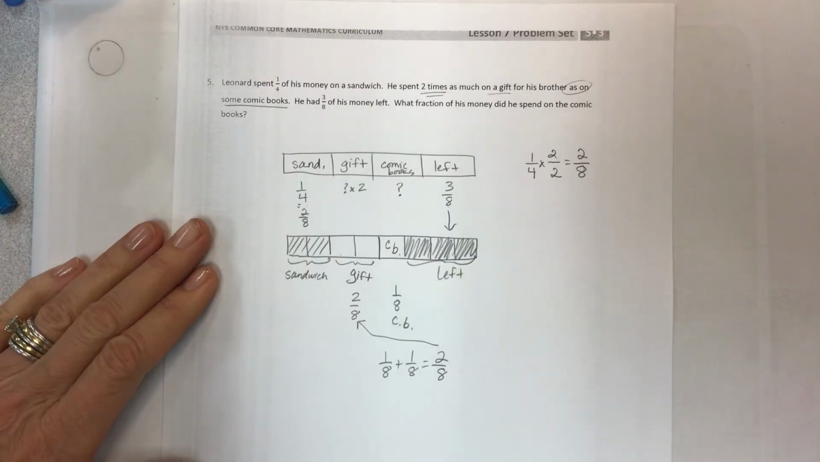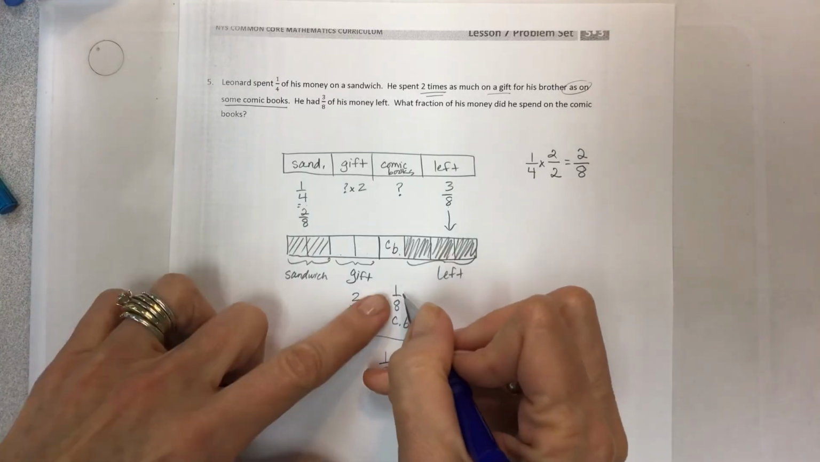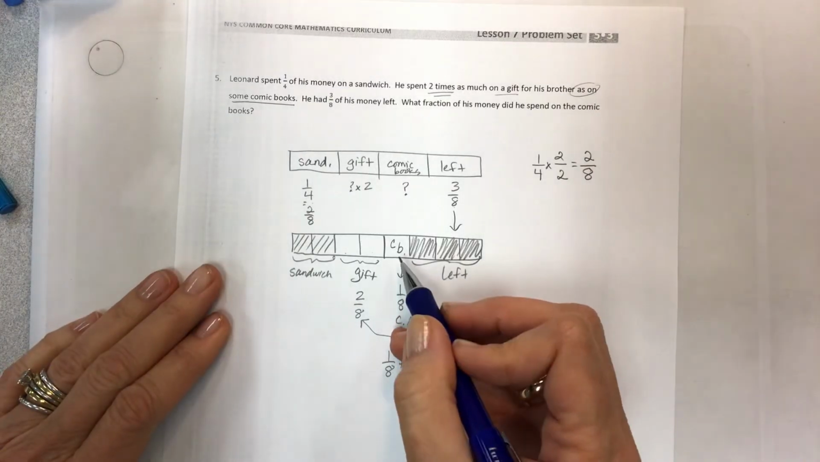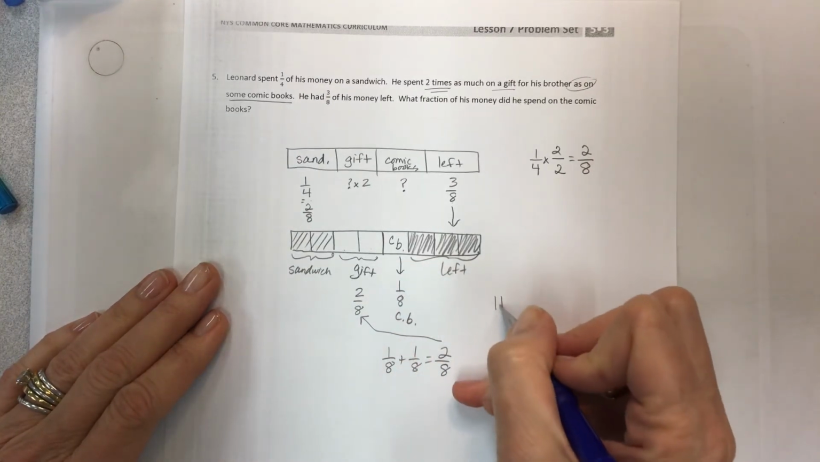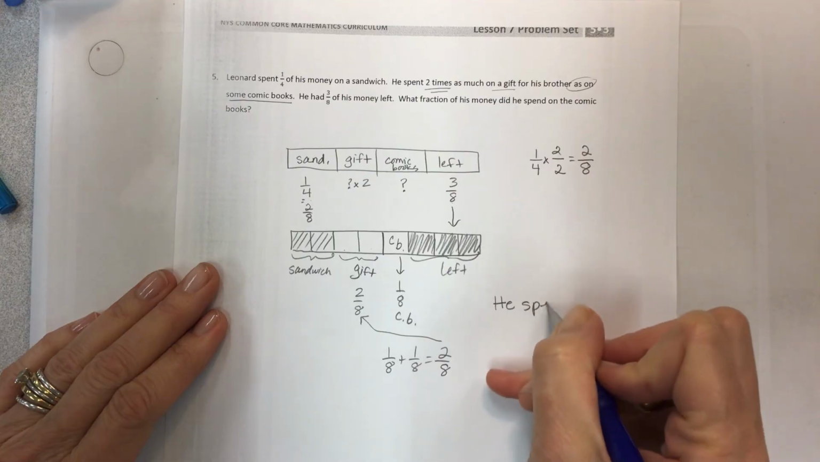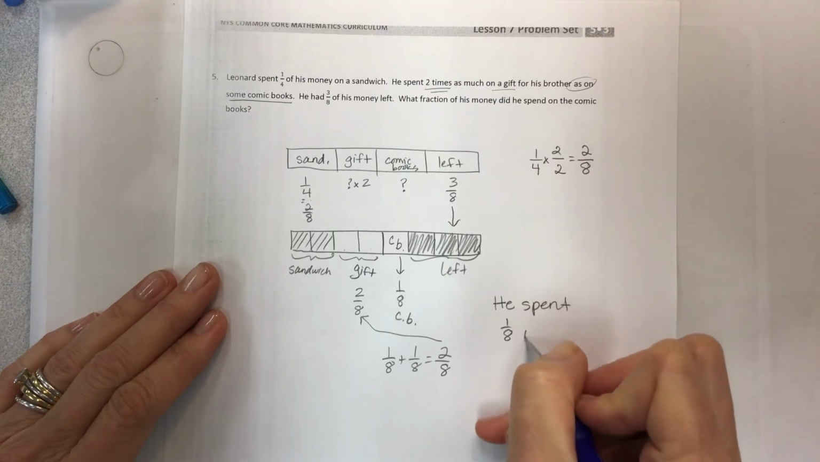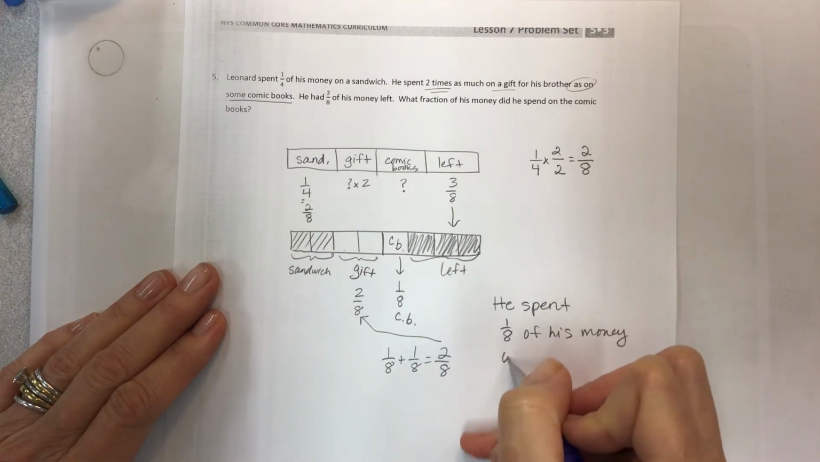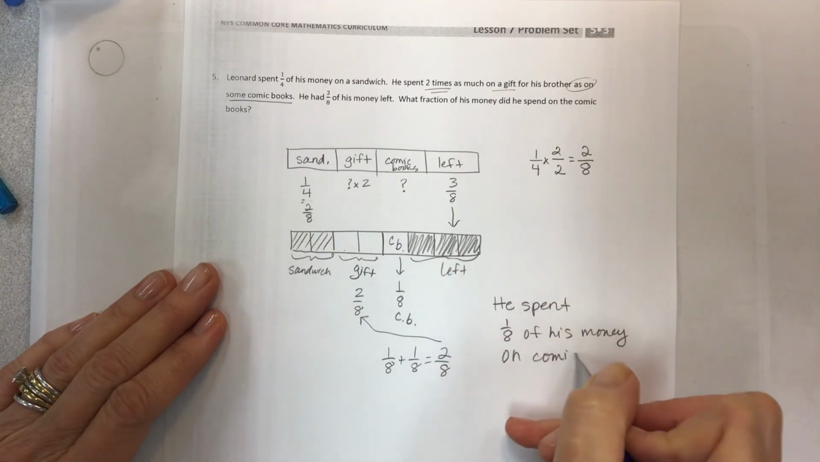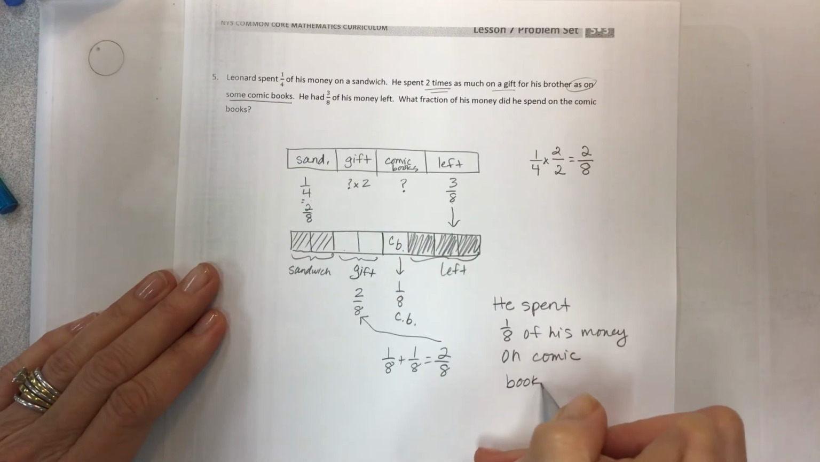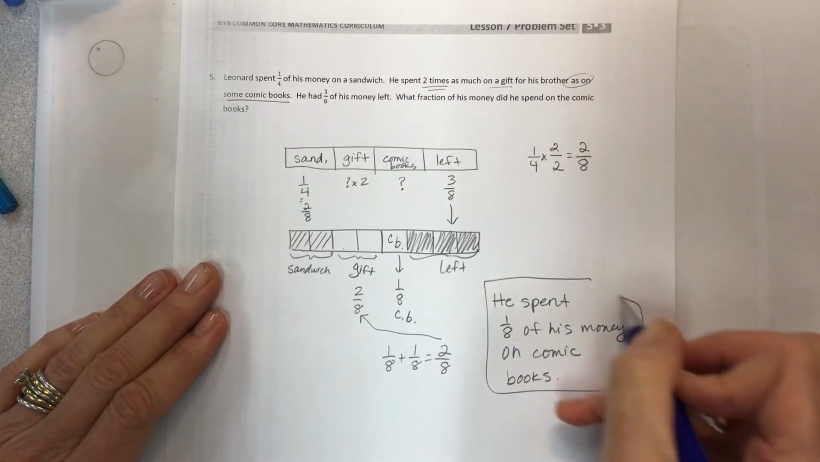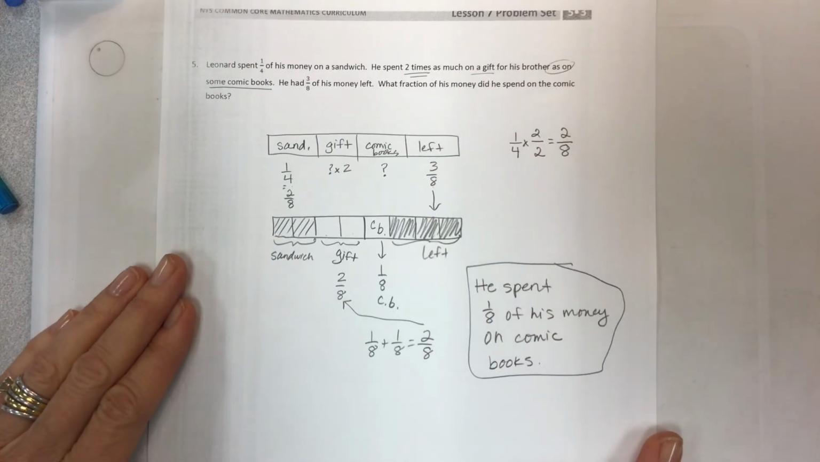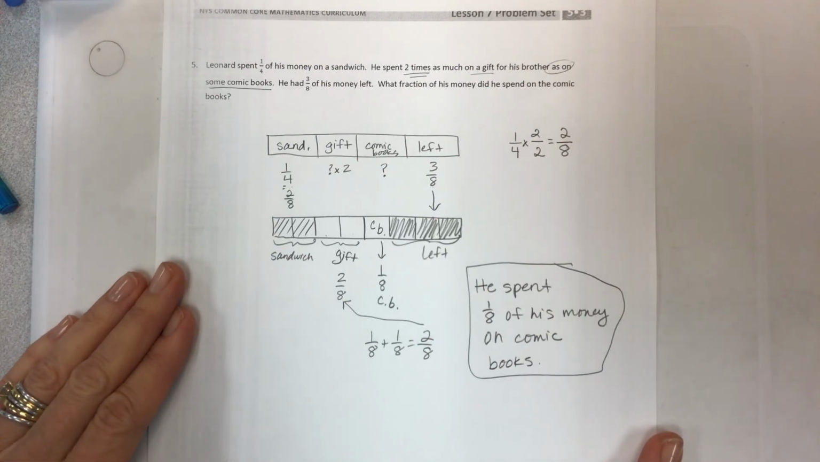So what fraction of his money did he spend on the comic books? The comic books is the 1/8 when you go back to the picture and the question, and now we're going to write it. He spent 1/8 of his money on comic books. Hooray. So complicated, I know. Sorry, I didn't write these things, but if you can do these, man, you are so prepared for state testing and you're prepared for 6th grade.